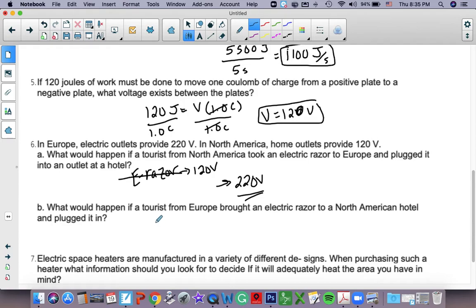Okay, so we're looking the other way now. If somebody from Europe brought a razor to North America, so they're using 220 volts, and we're trying to use 120 volts to power that, then it's either not going to work, or it won't have enough power.